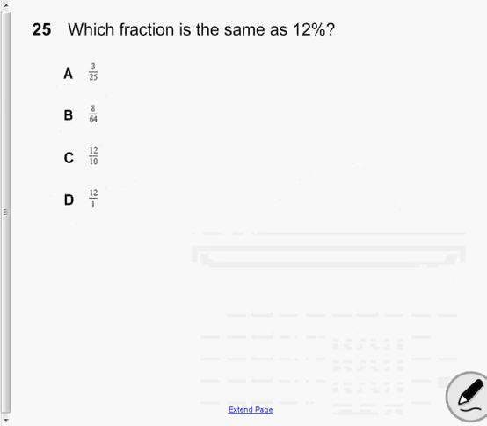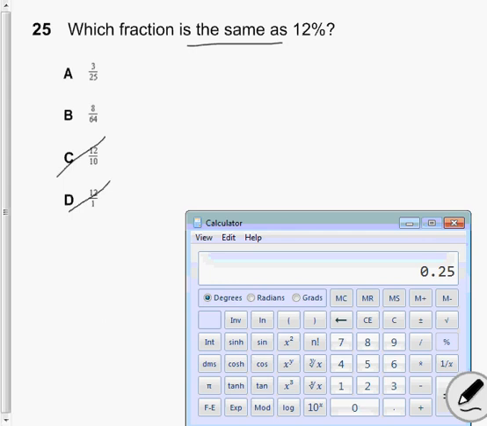Again, same question, except this time it's percentages. Which fraction is the same as 12%? So, because we're given fractions, we know that 12 over 1 is not 12%. That's actually 1,200%. So, it's not that one for sure. This one is more than 100%, 12 out of 10. So, we can erase that one too, because 12 out of 10 would be 120%. So, really, we're down to two of them. So, if I take 3 divided by 25 as a decimal, it's 0.12, which is 12 hundredths, which is 12%. So my answer right off the bat is A, 3 out of 25.